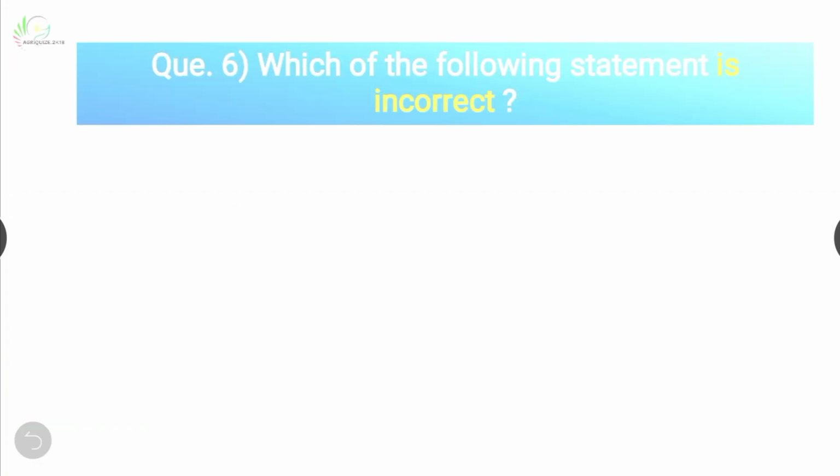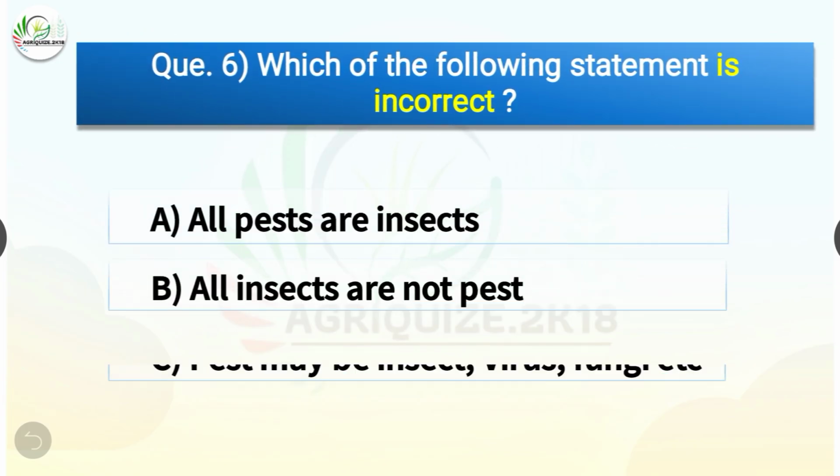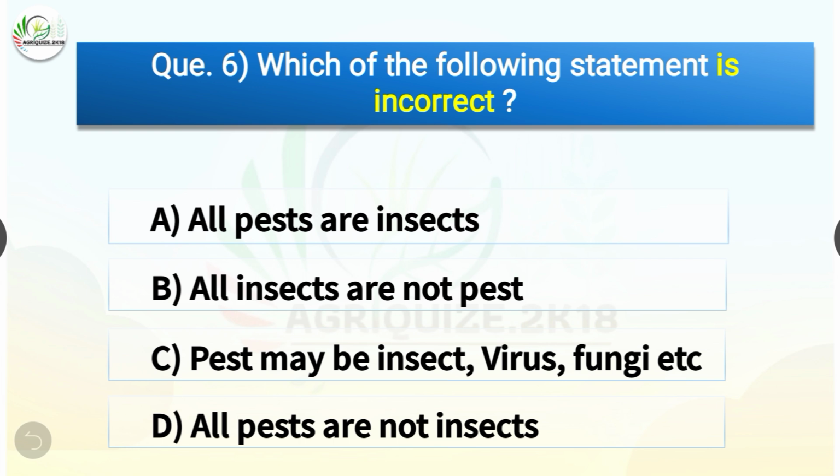Question number 6. Which of the following statements is incorrect? The options are all pests are insects, all insects are not pest, pest may be insect, virus, fungi, etc., or all pests are not insects. The correct answer is option A, all pests are insects. So this statement is incorrect, whereas the correct statements are all insects are not pest, pest may be insect, virus, fungi, etc., and all pests are not insects.